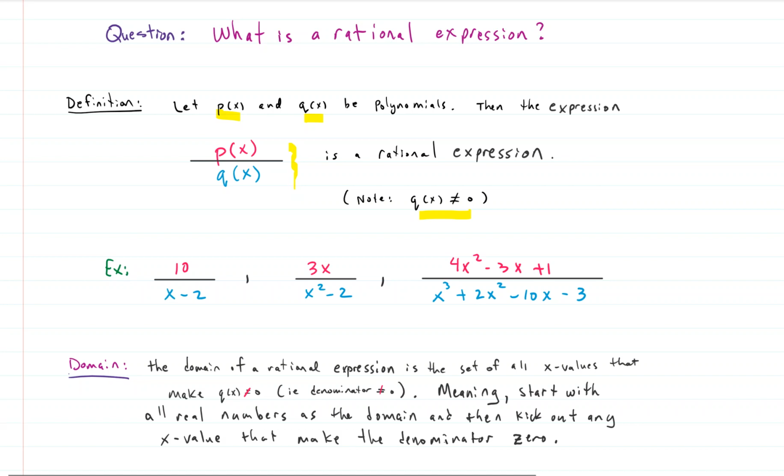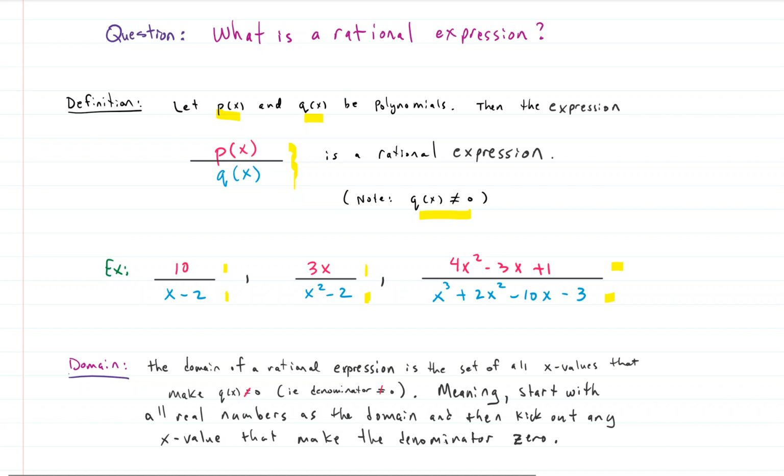So there are some examples down here. For example, 10 over x minus 2. Two polynomials. Simple polynomials, but it's okay. All we need is two polynomials, one at the top, one at the bottom, and we have a rational expression. This is not a rational equation or function because we don't have an equal sign. Another example would be 3x over x squared minus 2. Or another example would be 4x squared minus 3x plus 1 in the top, and in the bottom, x cubed plus 2x squared minus 10x minus 3. Those are all examples of rational expressions.